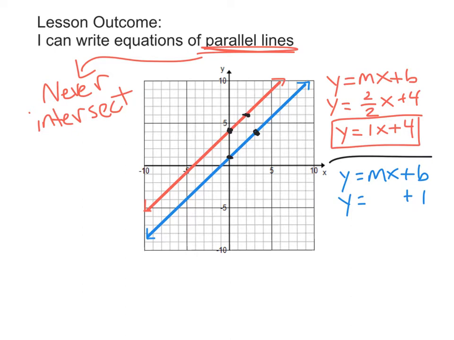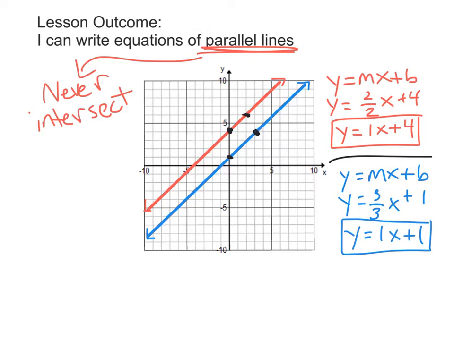And now my slope, if I start here, I can go 1, 2, 3 up, and 1, 2, 3 over. So I've gone up 3 and right 3. Well, what's 3 divided by 3? 3 divided by 3 is 1, so I have 1x plus 1.